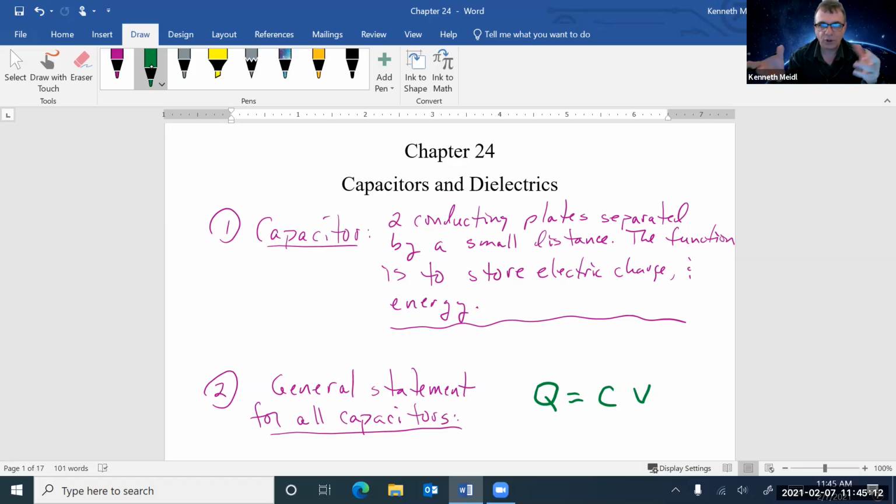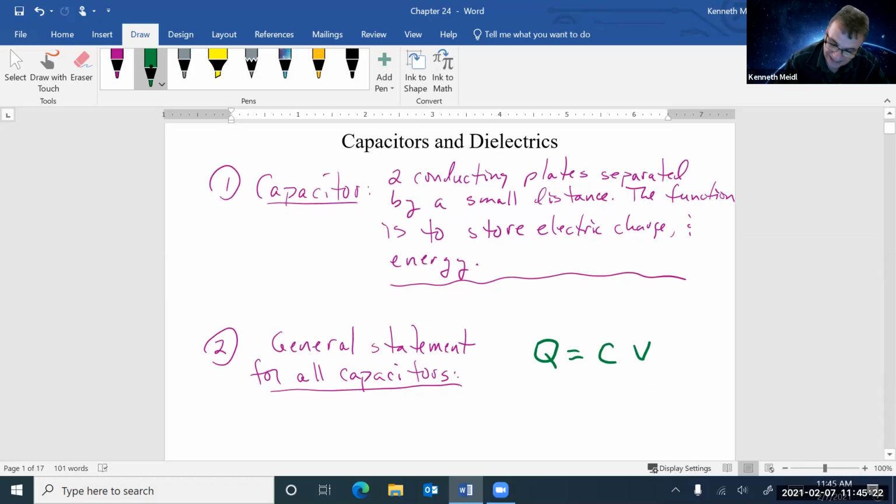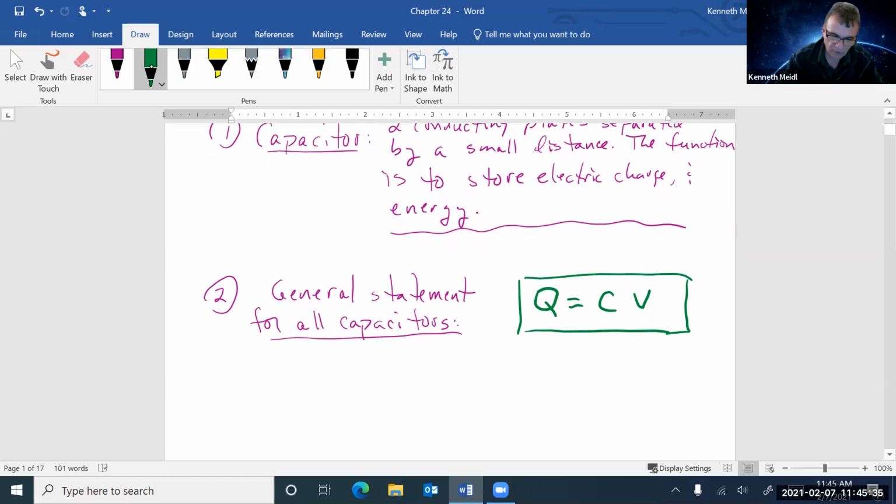So this maybe makes sense: we're going to define C to be proportional to the charge, and inversely proportional to the voltage. The charge is not, but the capacitance is. So this is a general statement, and memorize that: Q equals C times V. Definitely something we want to memorize and know very well.